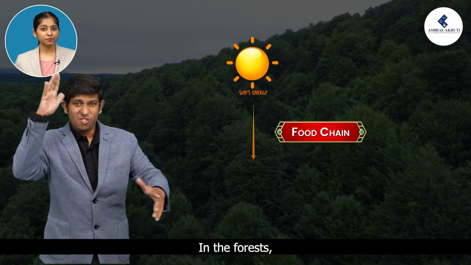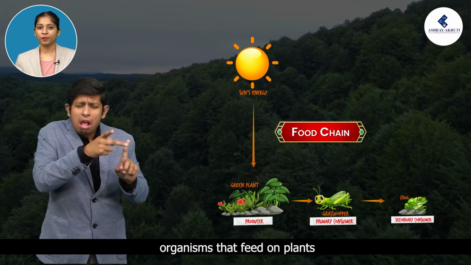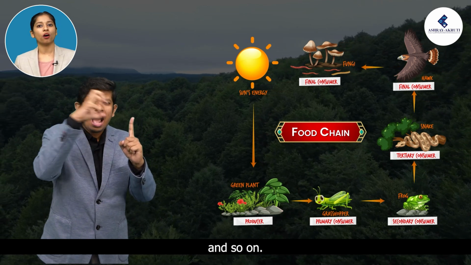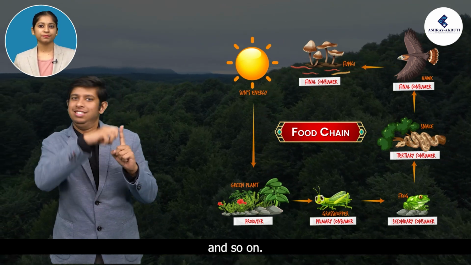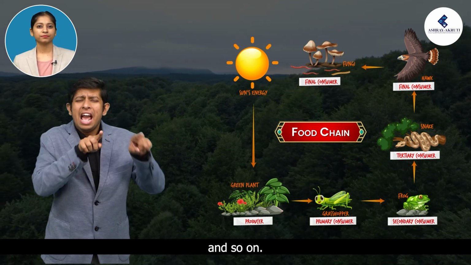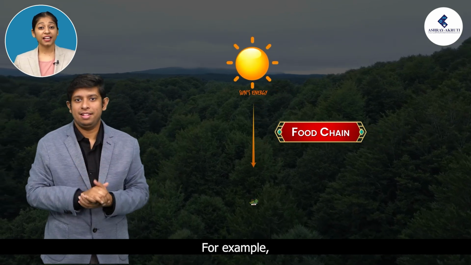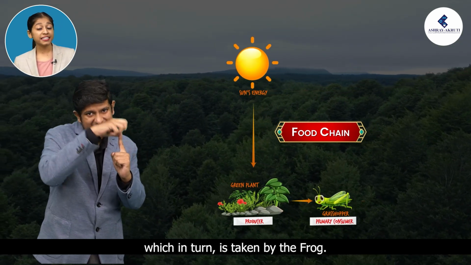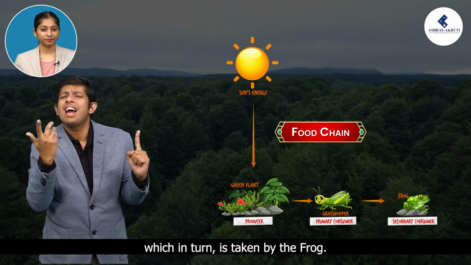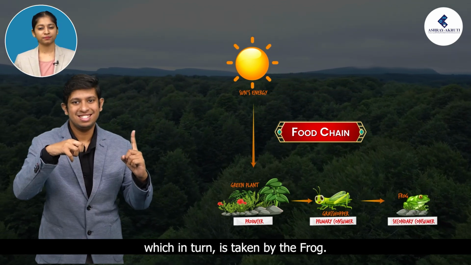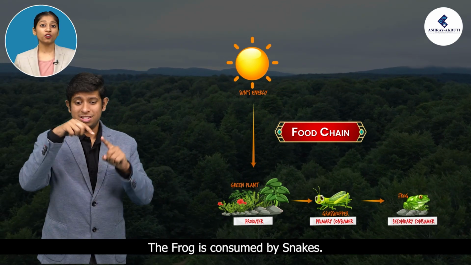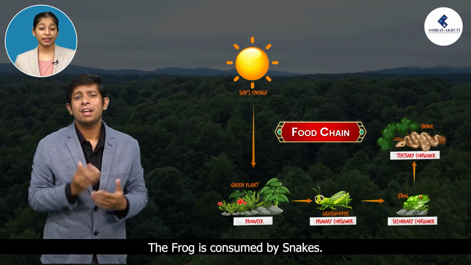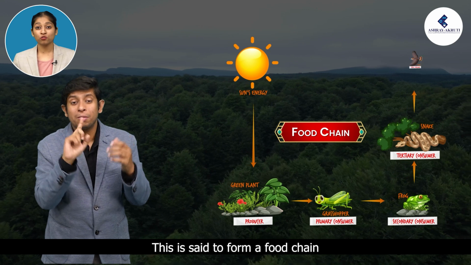In the forest, organisms that feed on plants often get eaten by other organisms, and so on. For example, grass is eaten by insects, which in turn are taken by the frog. The frog is consumed by snakes. This is said to form a food chain.